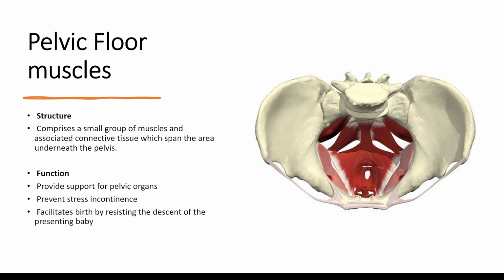Having strong muscles in this region is going to facilitate birth by resisting the descent of the presenting baby. But it also forms what we call part of the inner unit, which we'll cover a little bit later on in more detail when we talk about the core on another day. But effectively, the inner unit is the bottom section of your core muscles.